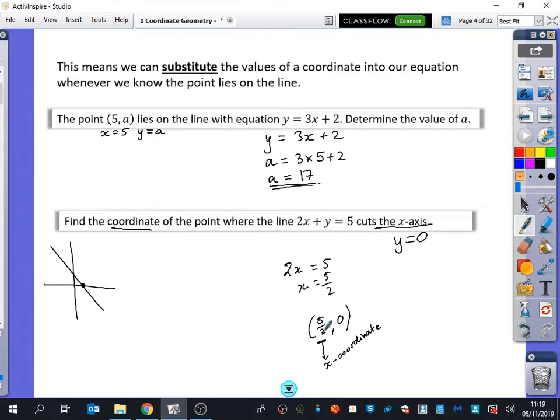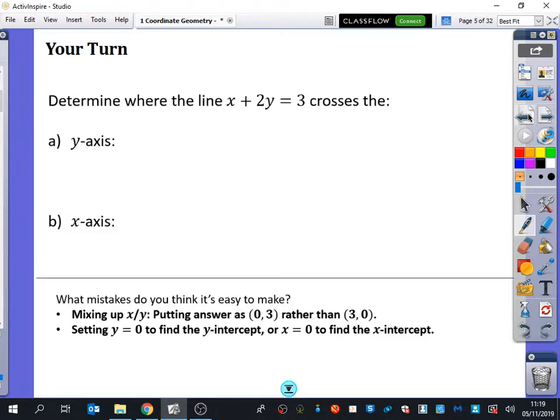Okay? So you've got a couple of things on the next page. All I want you to do is to very quickly find where does it cross the y-axis and where does it cross the x-axis. So the question that you've got here is where it says your turn. So have a quick go at that. I'll give you 1 minute to have a go at trying to find out where it crosses the y-axis and the x-axis.